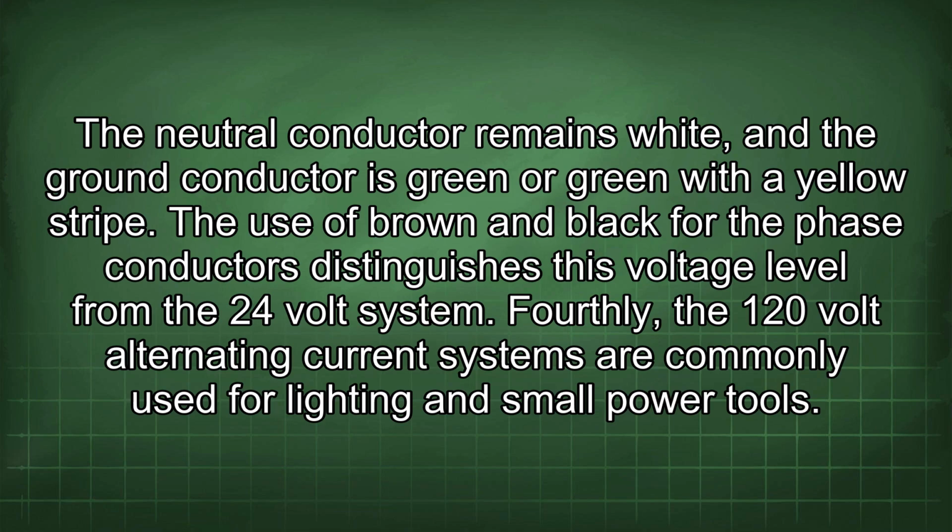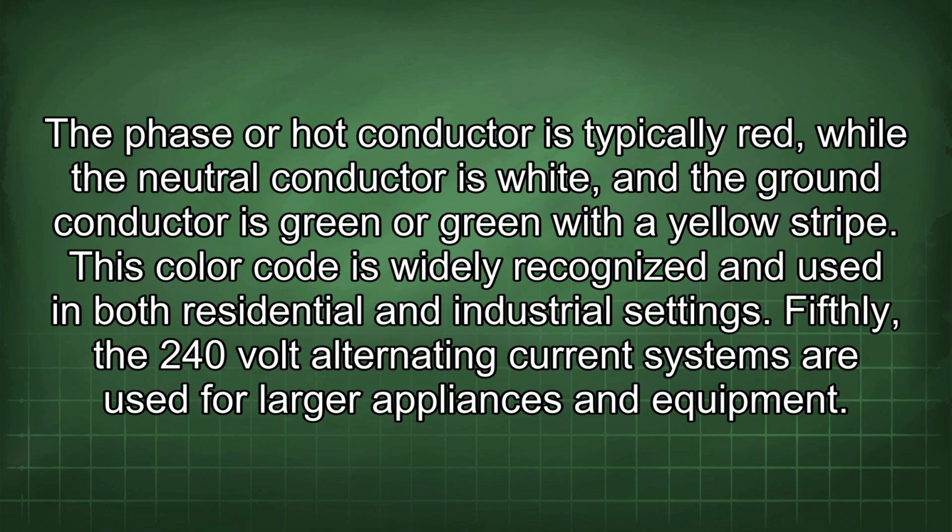Fourthly, the 120-volt alternating current systems are commonly used for lighting and small power tools. The phase or hot conductor is typically red, while the neutral conductor is white, and the ground conductor is green or green with a yellow stripe. This color code is widely recognized and used in both residential and industrial settings.